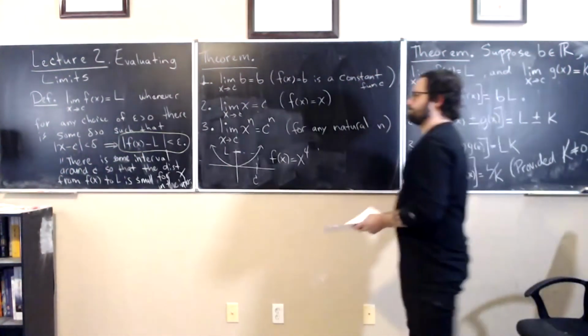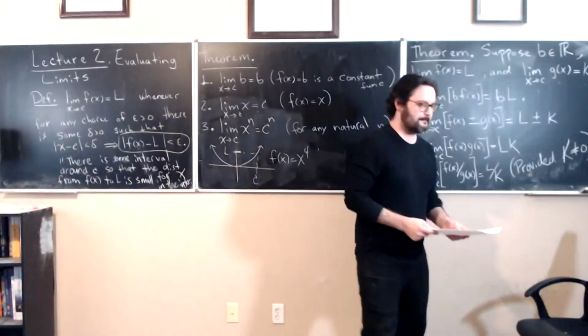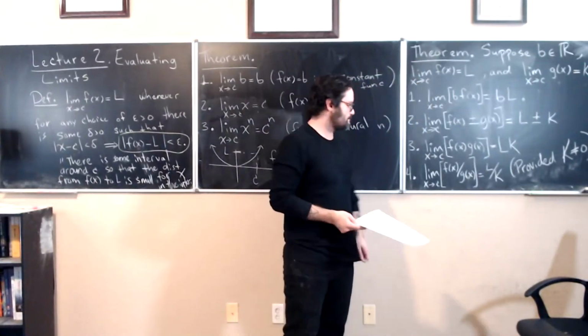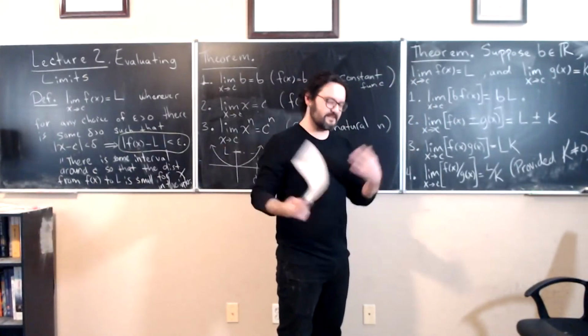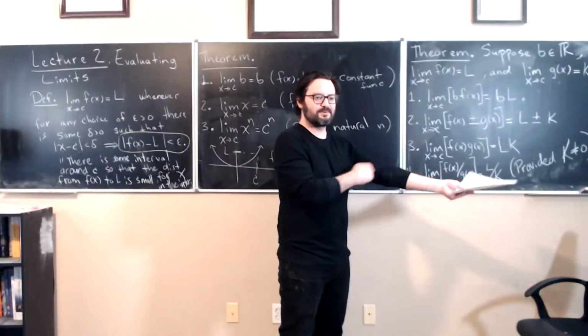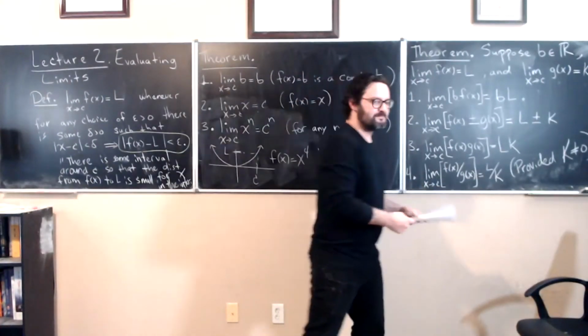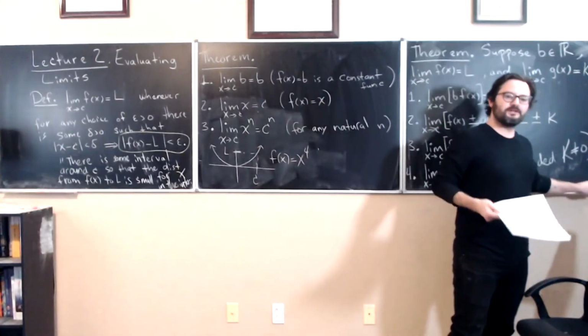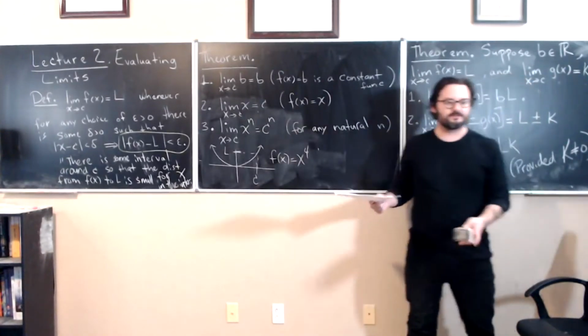So for this number 4, the limit would not exist if k is 0. Exactly. Good call. I probably should have said that myself. But yes, if the denominator limiting value is 0, it's not going to exist.